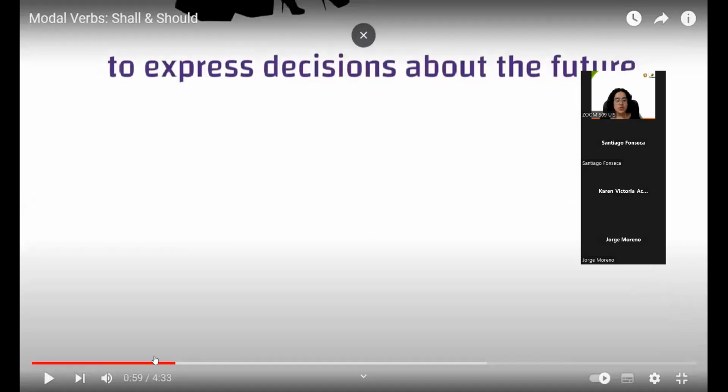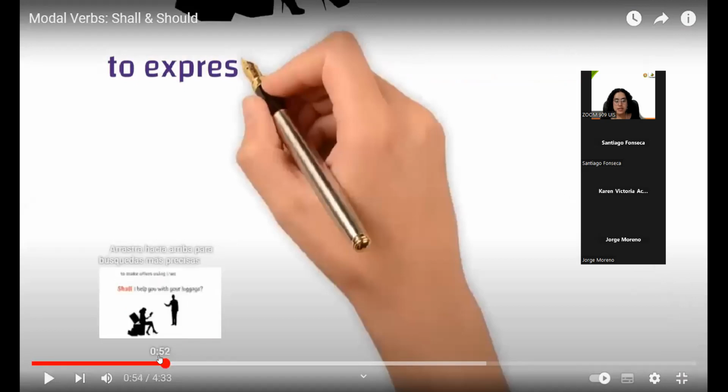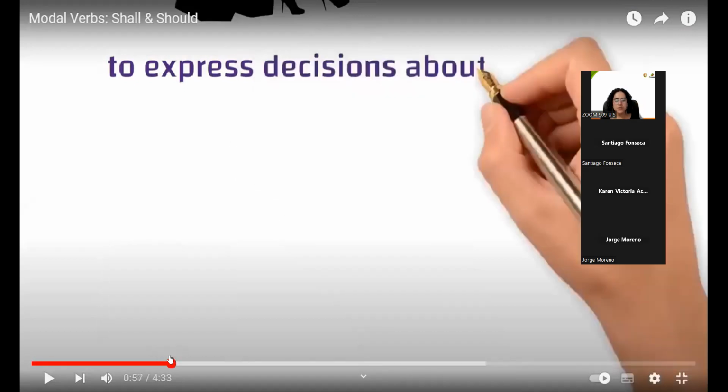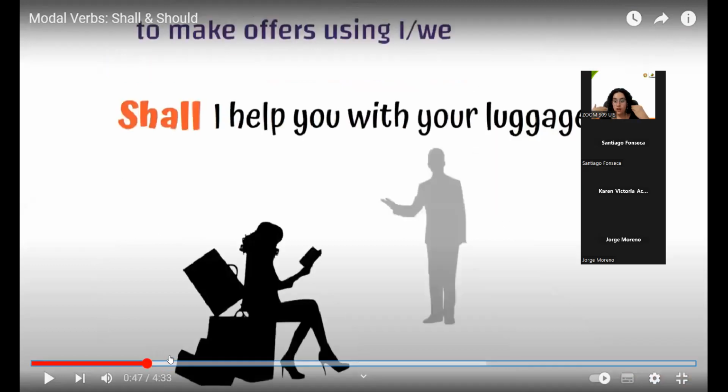All right, so the first use is to make offerings with I or with we. Here, to make offers or suggestions. Shall I help you with that? Shall we go to the cinema? Okay, only with I or with we.